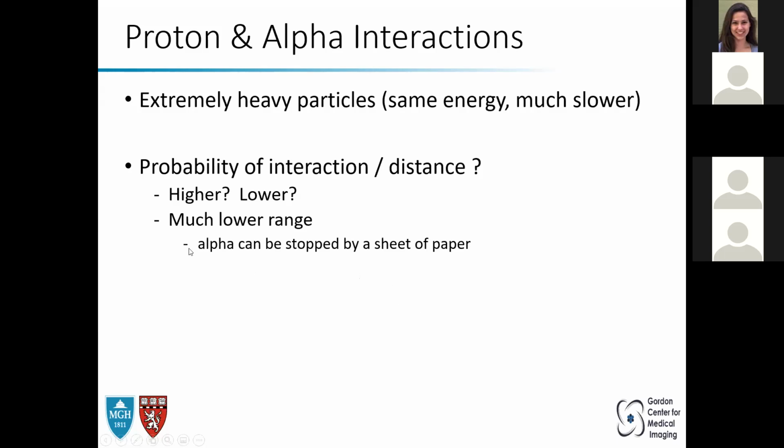So alphas are very scary if they get inside you. They can do a whole bunch of damage to soft tissue, but the clothing you're wearing is sufficient to shield yourself from alpha radiation if it's outside the body. So you don't need to worry too much about those. However, if they get inside the body, they can do a whole bunch of damage, which actually makes alpha emitters a really common candidate for targeted radiation therapy.